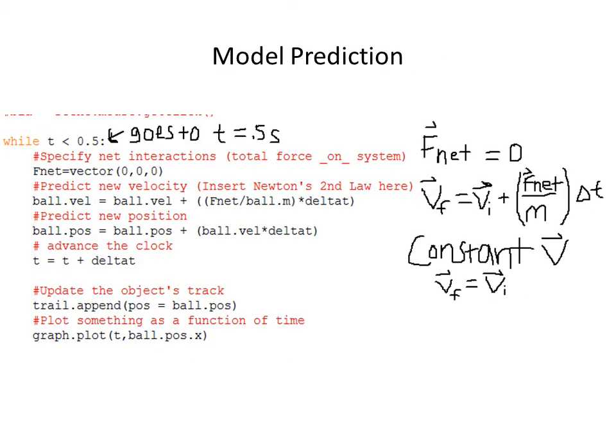For the model prediction, I started at t equals 0 and ran it until t equals 0.5 seconds. I set a delta t of 0.00001. Since the final velocity is equal to the initial velocity, the second term, F net over m times delta t, must equal 0. Because the mass and time are not equal to 0, F net must equal 0, and this is how the motion can be predicted using Newton's second law.